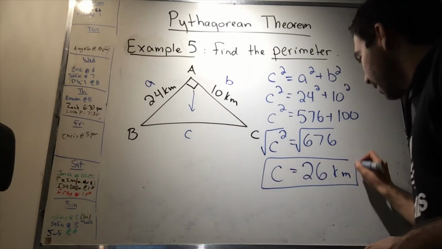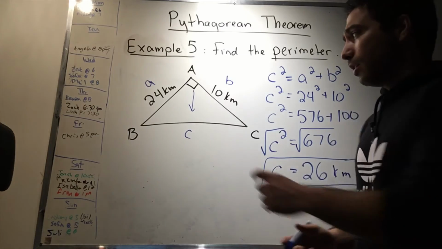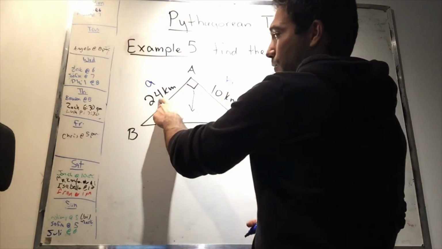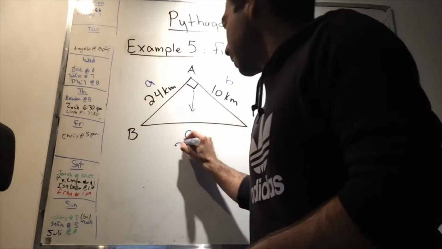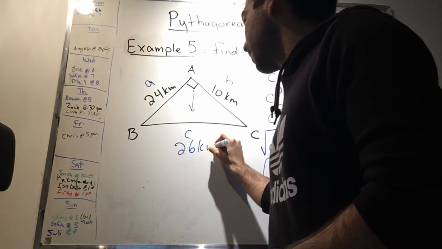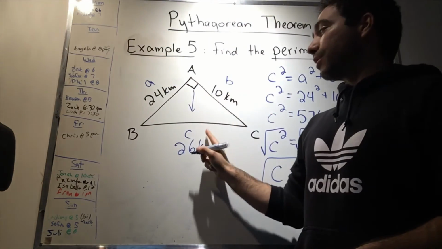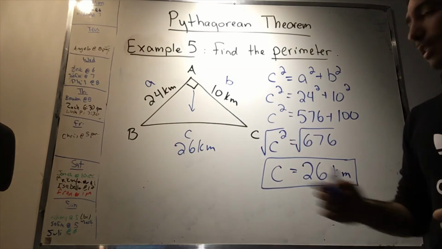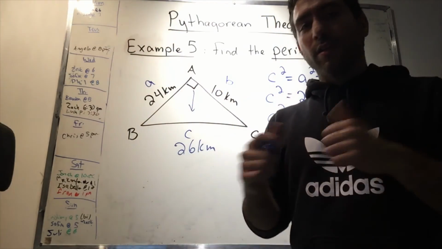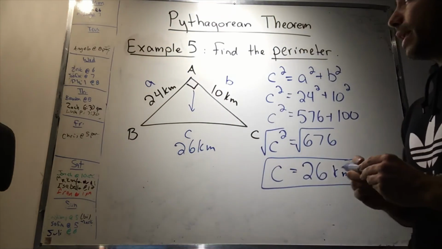Does our answer make sense? Let's go ahead and check. Well, this side's 10, this side's 24. Could this side be 26? Yes, it has to be bigger than these two values because we got the hypotenuse. 26 is bigger than 24 and 10. We're good. So let's go ahead and answer the question.